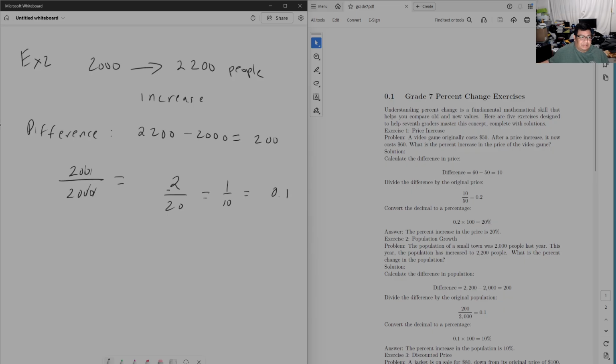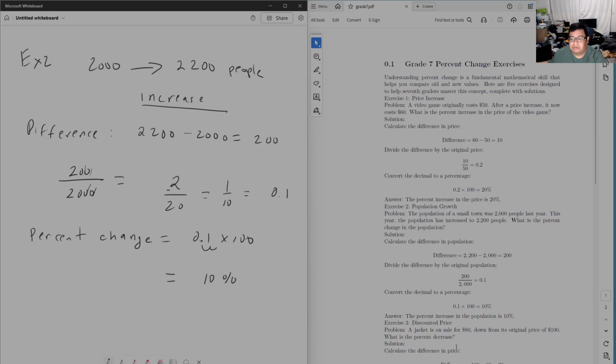And then at the end you're going to get 0.1. Now to calculate the percent change, we want it in percentage, so we're going to multiply. The percent change is going to be equal to 0.1 times 100. And remember, when we multiply, we're moving to the right, so we're going to move it 2 times because we have 2 zeros. So it'll be 1, 2. So this is going to be equal to 10% increase. Remember, we're doing increase. So that's it for exercise number 2.